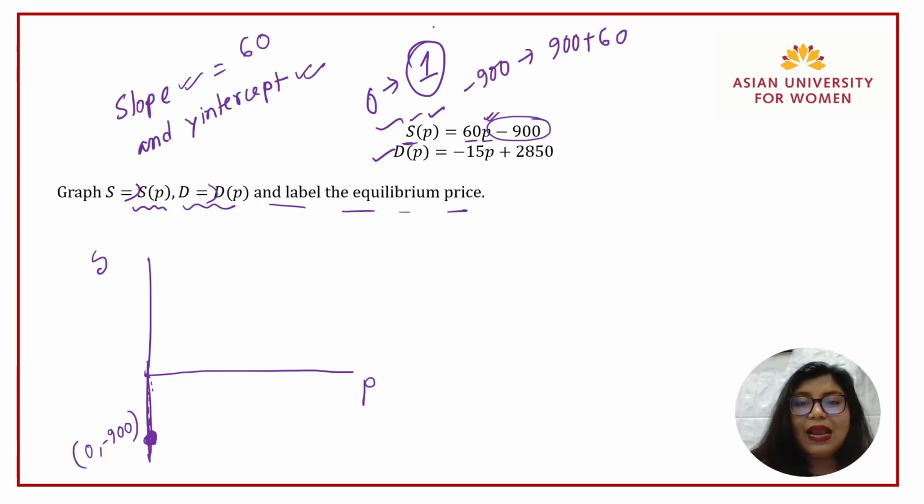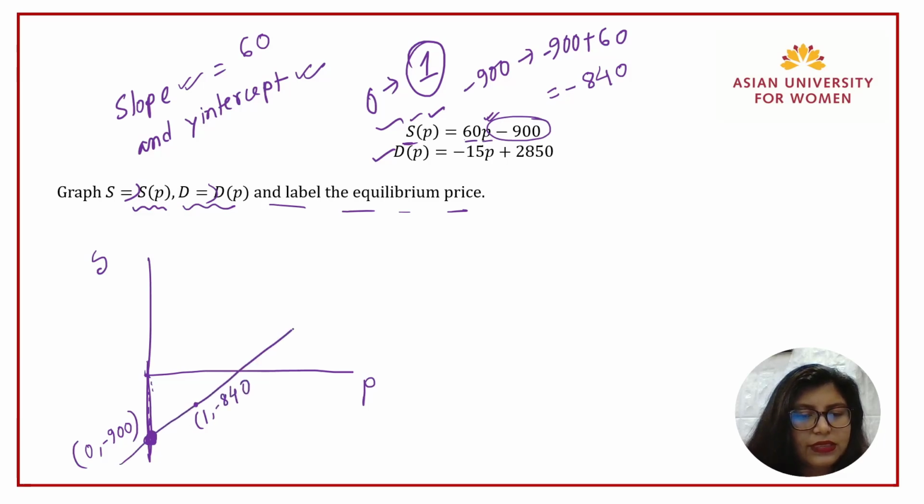So minus 900 plus 60 is what? Minus 840, right? So for a 1 unit change, if x equals 1, then y equals minus 840. So the graph will go like this, right?